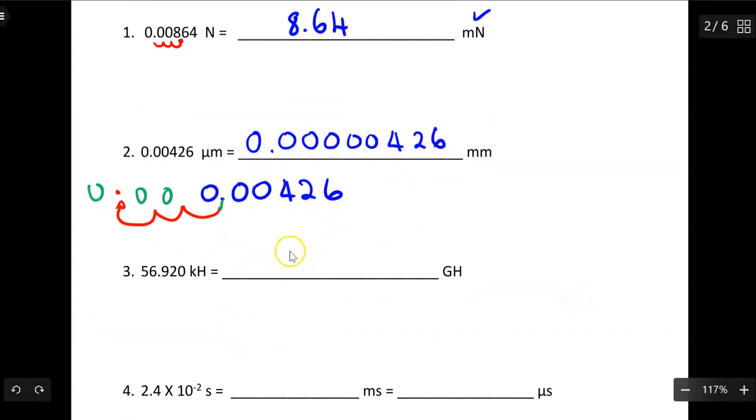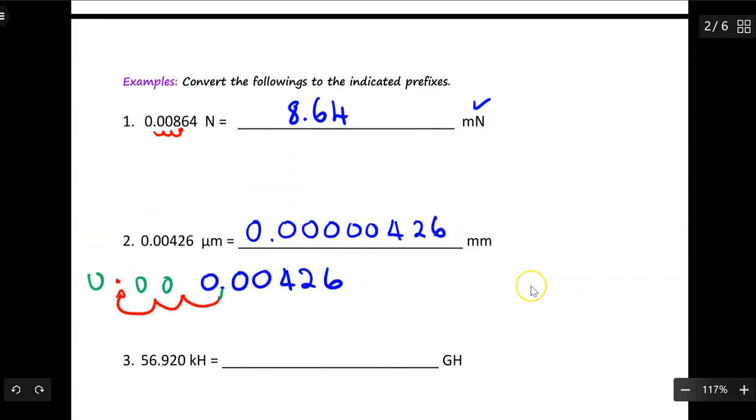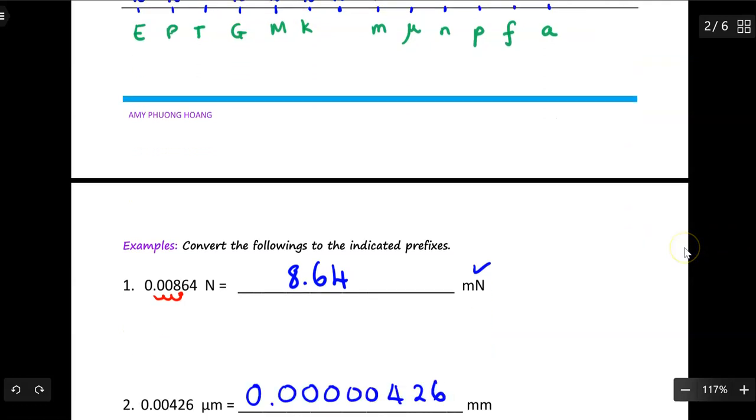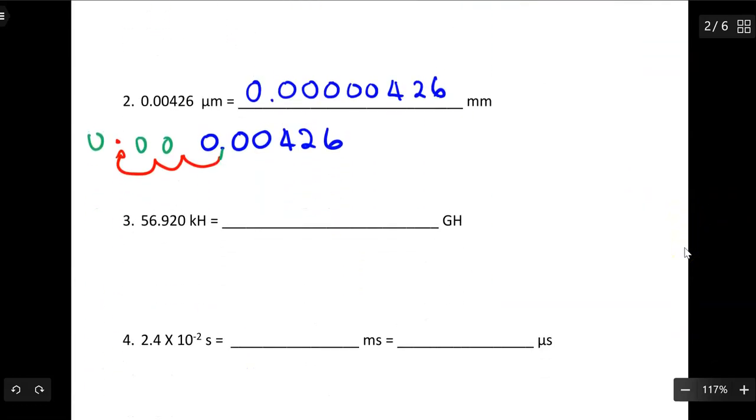I am moving from kilo to giga. So now let's just go to our number line here, from kilo to giga. I have to move my decimal point to the left. That means how many spaces now? 1, 2, 3, 4, 5, 6. So don't forget, it's 6 spaces to the left. That means I'm going to write the number again, because I know that I have to put in quite a few zeros in this case.